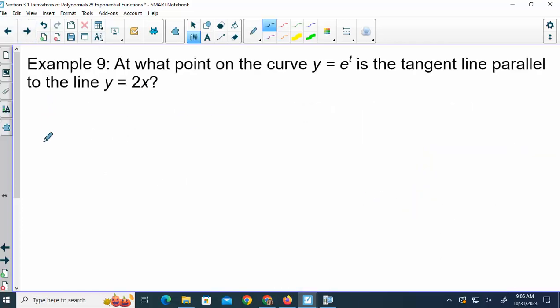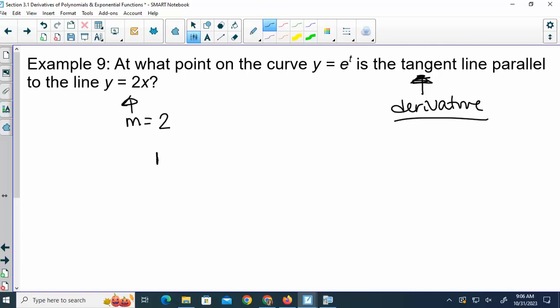At what point on the curve y equals e to the t is the tangent line parallel to the line y equals 2x? Anytime I see tangent line, what am I thinking? Derivative. What does parallel mean? Same slopes. So I'm saying the slope of the tangent line is the same as the slope of this line. What is the slope of this line? The equation is 2x, so the slope is 2.